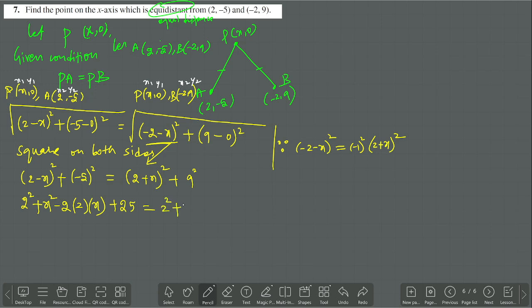A square plus b square, plus 2ab, 2 times a value 2, b value x. 9 square value 81.